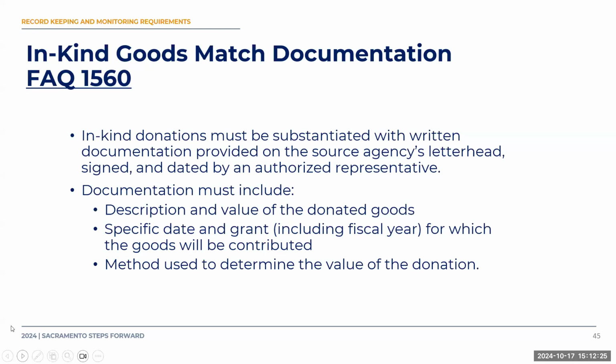So you might have a relationship with someone. They say, for calendar year 2025, this is what I'm going to give you. This is how much. And a lot of things, like, how do you determine what the value is? The letter has to say how you're going to determine that. Are you going to do comparables? Are you going to have actual costs? If someone's buying something, then giving it to you, you're going to have a receipt. Those are the types of things you need to include in your in-kind goods match documentation. Okay, next slide.